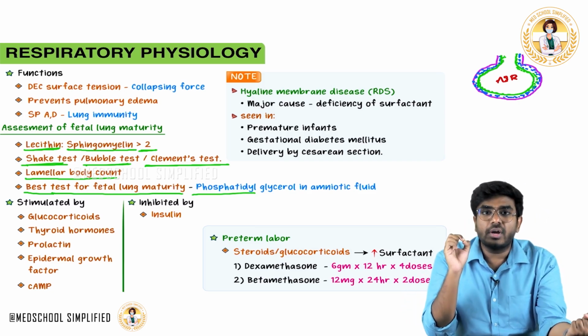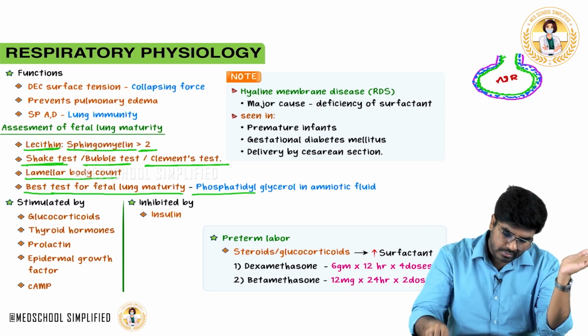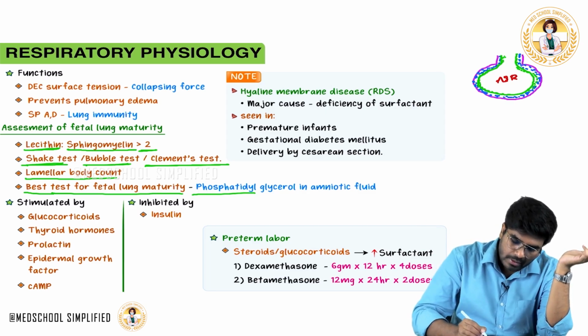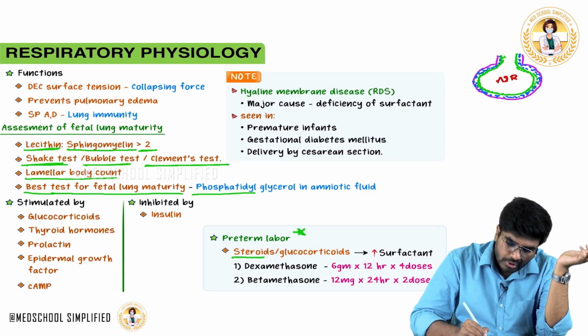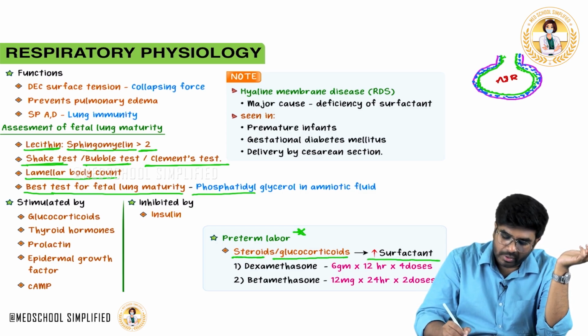Now in the baby, the steroids will stimulate the production of surfactant. So that's why in preterm labor, what will we give? We will give steroids or glucocorticoids to the mother. They will increase surfactant production.